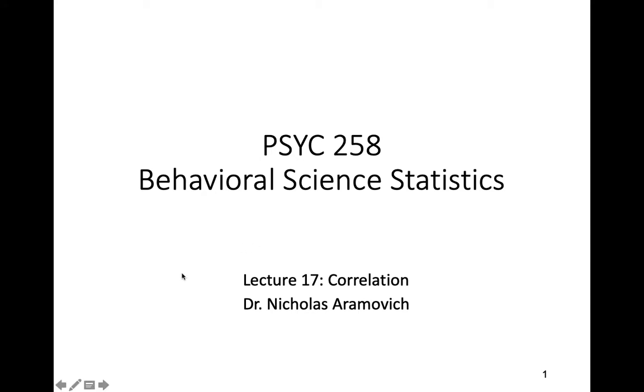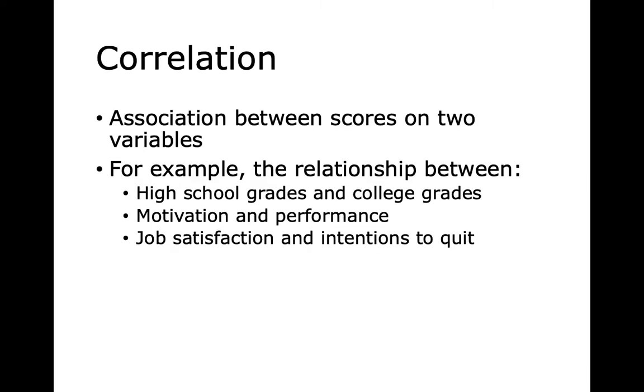This lecture is on understanding correlation. So a correlation is an association between scores on two variables. For example, we might want to look at the correlation between high school grades and college grades, between an employee's motivation and their job performance, or between an employee's job satisfaction and their intentions to quit.